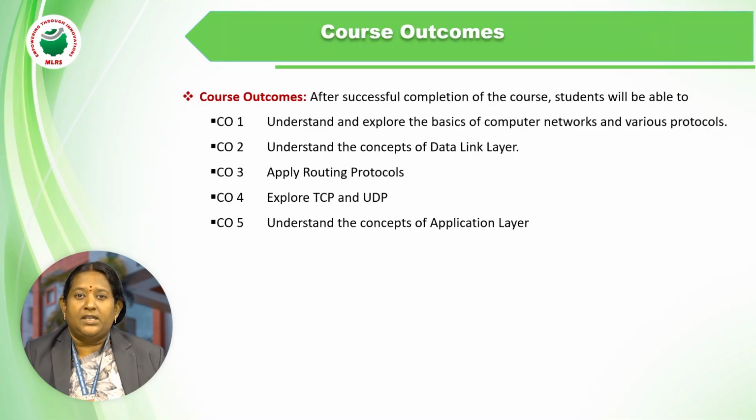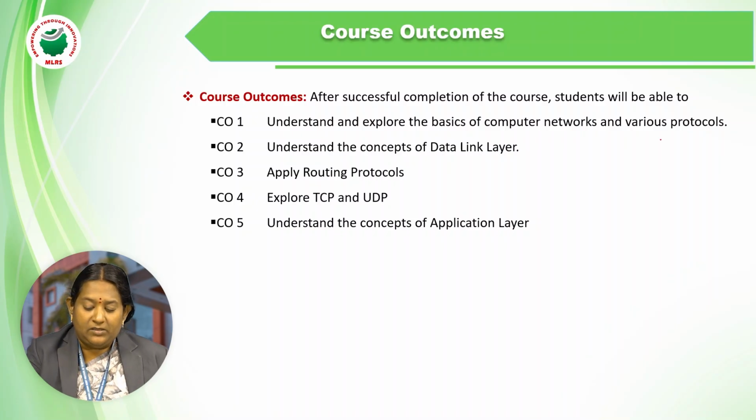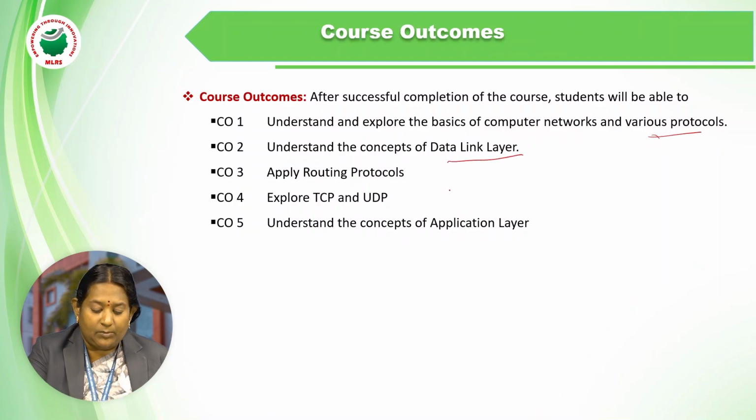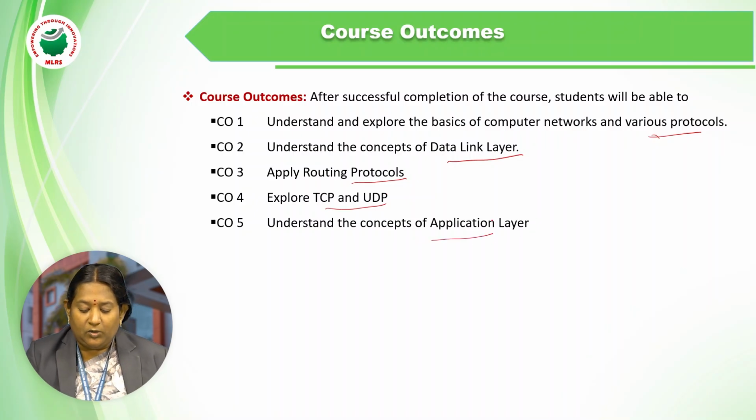The course outcomes which we discuss in the computer networks subject: in the first unit, we will understand and explore the basics of computer networks and various protocols. In the second unit, we'll discuss the data link layer, and in the third unit, protocols. In the fourth unit, TCP and UDP, and in the fifth unit, we'll discuss the concepts of the application layer.